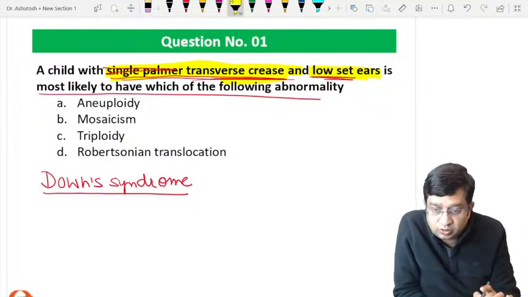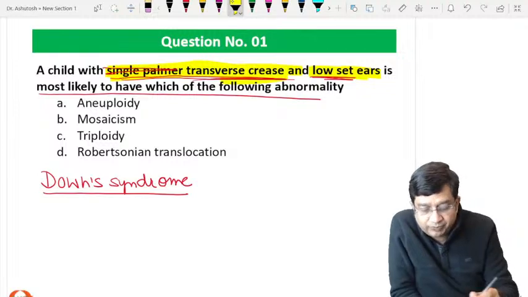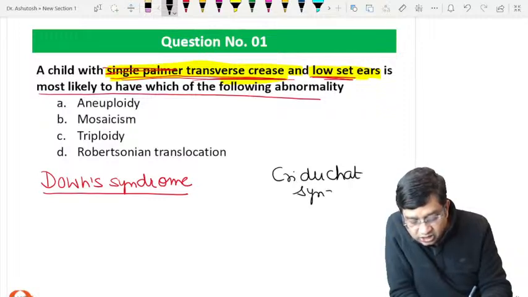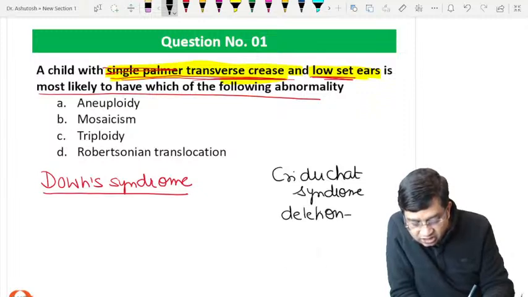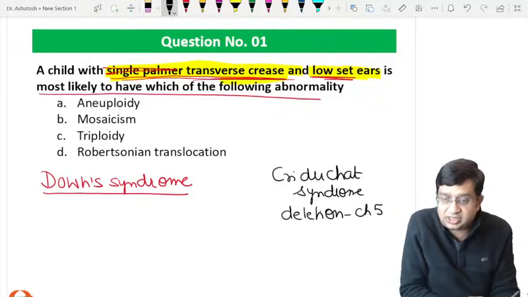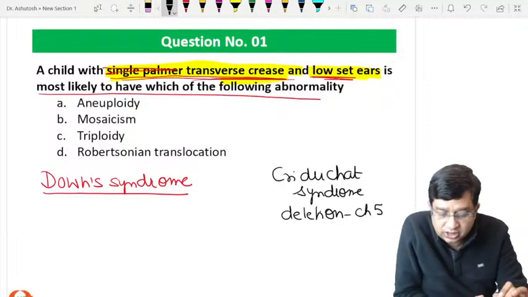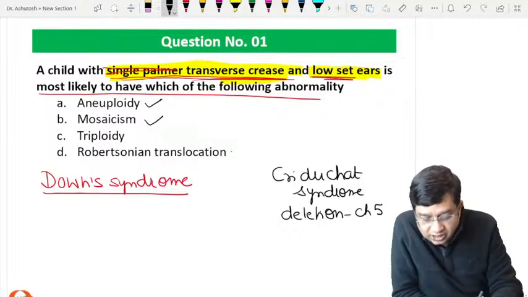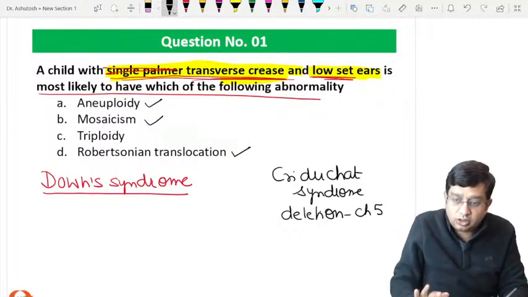Because if I tell you single transverse palmar crease and low set ears is also seen in Cri-du-chat syndrome, and in Cri-du-chat syndrome basically there is deletion of chromosome 5. So if the choices were exactly the same, that means it is not Cri-du-chat, this is Down syndrome. And ideally speaking it is an aneuploid, there can be mosaicism, there can be Robertsonian translocation, all three can be there.